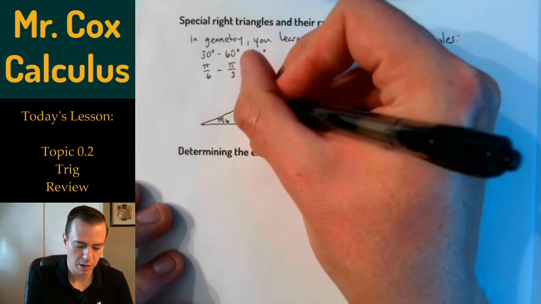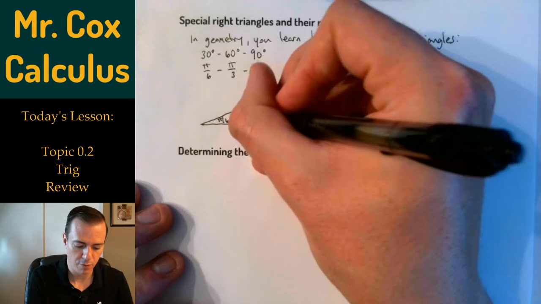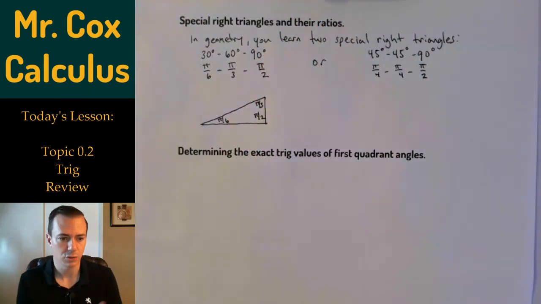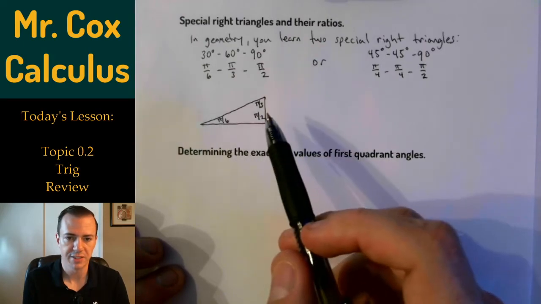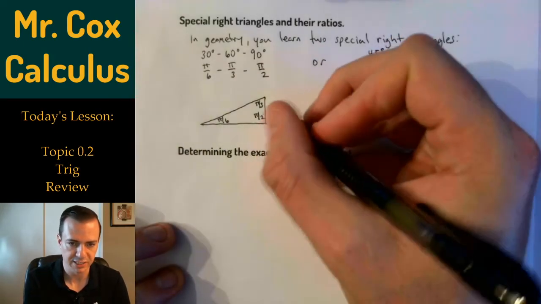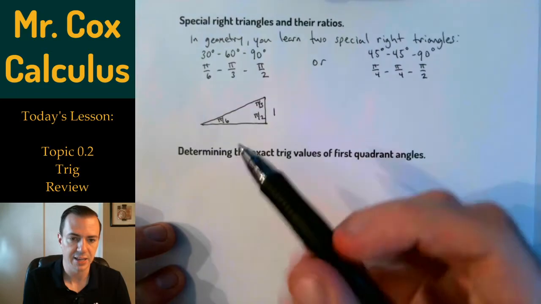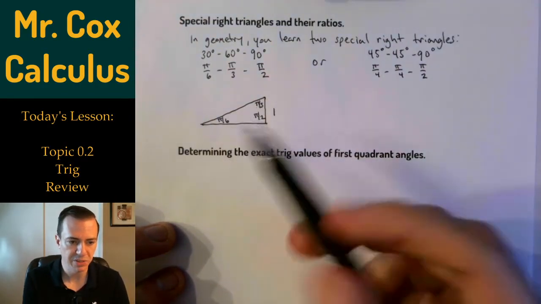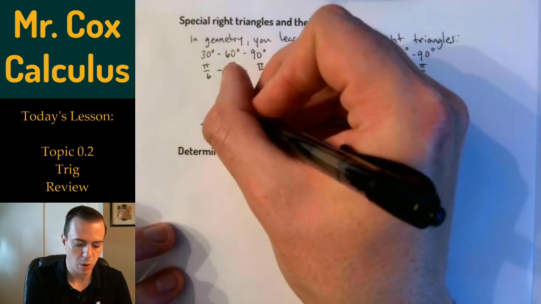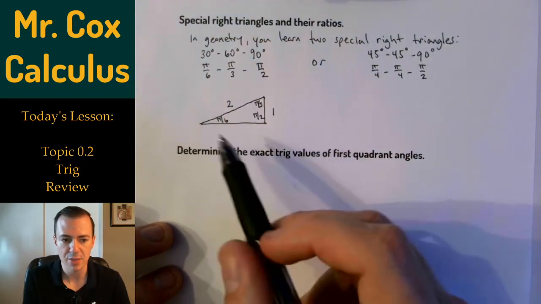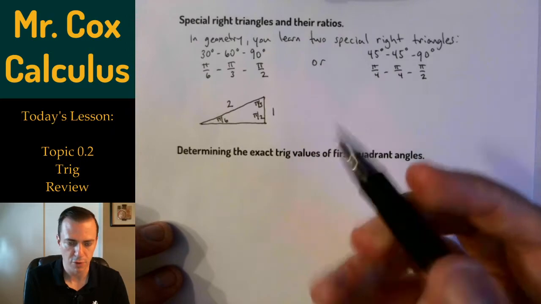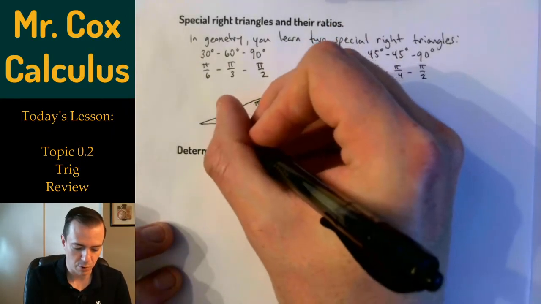So if I look at my 30, 60, 90, which is now going to be your pi over 6, pi over 3, and pi over 2 right triangle, the ratio here was if I start with the side across from pi over 6, I can label it as 1. The hypotenuse of this right triangle was always twice as long as that, so I can label it as 2. And then the other leg, the one across from the pi over 3 angle, was the square root of 3.